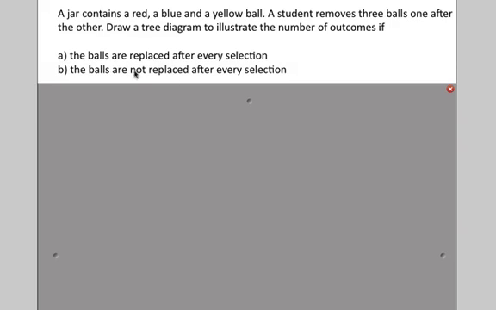Now, previously we were looking at tree diagrams, and we're going to revisit those as we look for patterns to come up with some counting principles. And so if we consider an example where we have a jar containing three balls, one red, one blue, one yellow, and we're going to remove three balls one after the other.